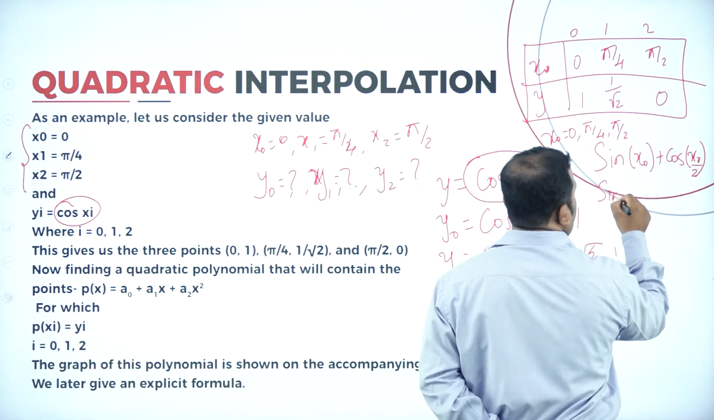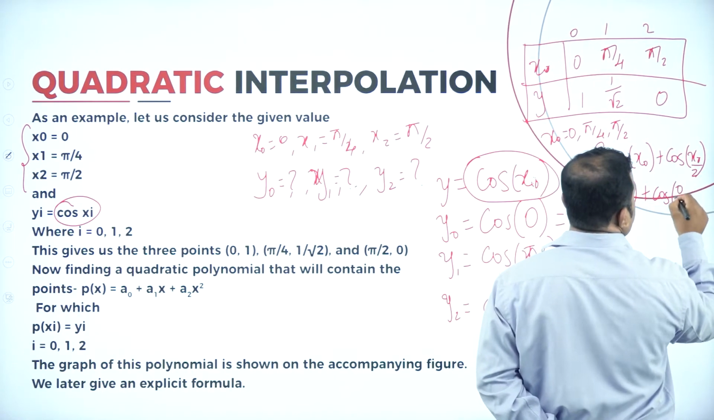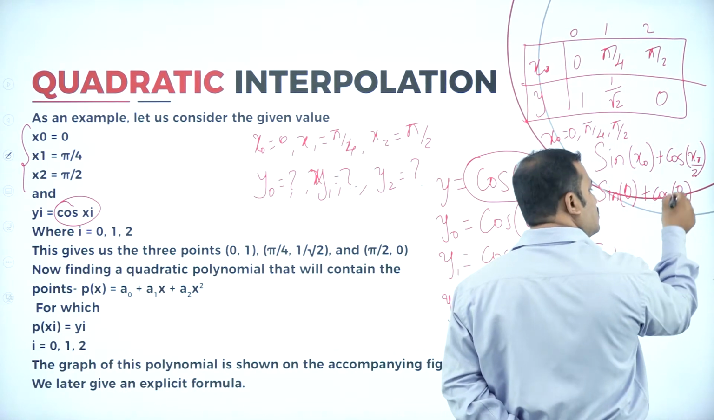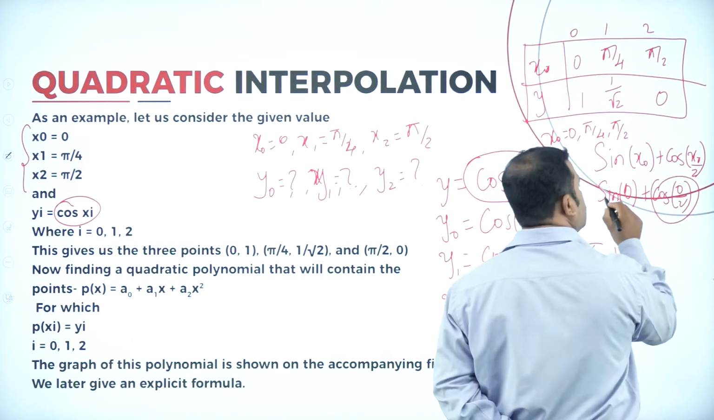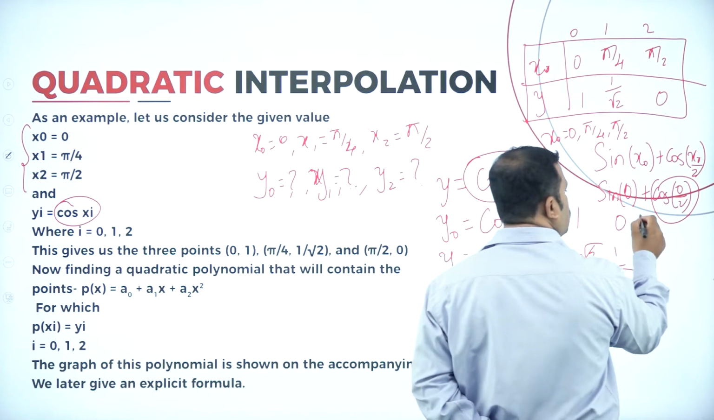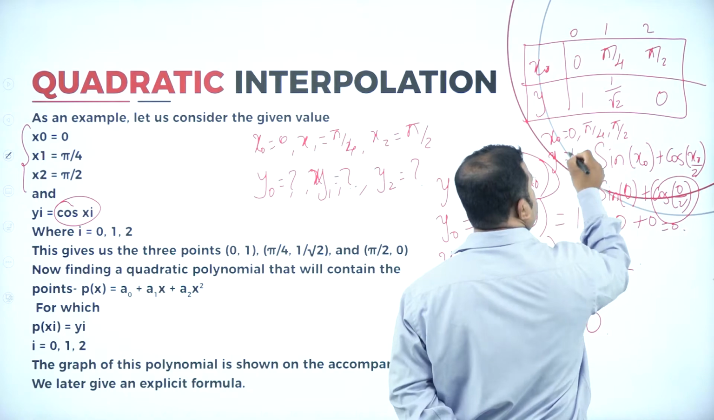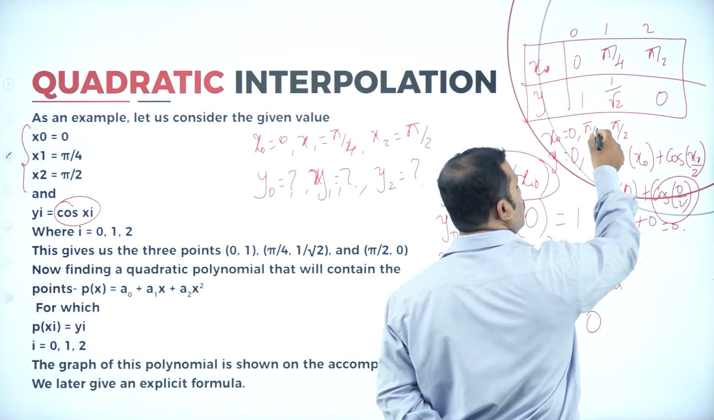That is sine of 0 plus cos of 0 by 2. 0 by anything is 0. This whole term becomes 0. Sine of 0 is what? Sine of 0 is 0. 0 plus 0 turns out to be 0. If that is the case, y is equal to 0. What is the value for pi by 4 next?